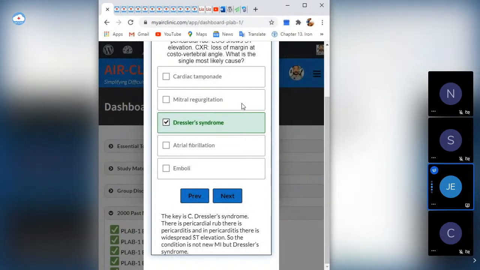Cardiac tamponade, we'd have hypotension, a lot of things, distended neck veins, right? Generally, hemodynamic instability, tachycardia, hypotension, distended neck veins, very important, but lack of wide descent, some other things too.